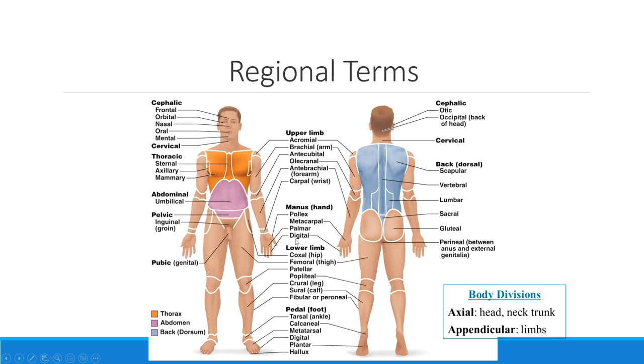So let's start with this digital region. Again, the digital region always refers to the fingers. When we look just above the digital region, we see the palmar region, the palms of your hand. Notice that like the big toe, the big finger has its own name. The big finger is called the pollex. So the hallux, the big toe, the pollex, the big finger, the thumb.